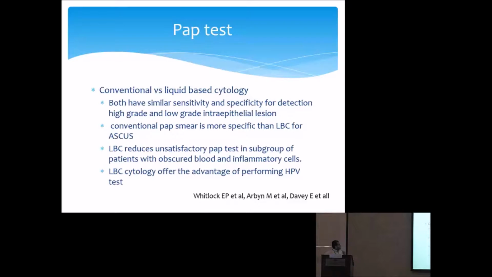So what's the difference between conventional and liquid? Conventional appeared in the 40s of the past century, and the liquid in the early 90s. Both have similar sensitivity and specificity for the detection of high-grade and low-grade intraepithelial lesions. Conventional pap smear is more specific than liquid-based cytology for ASCUS. The advantage of liquid-based cytology is that it reduces unsatisfactory pap tests in a subgroup of patients with obscuring blood and inflammatory cells. The other advantage is that you can offer a reflex HPV test.